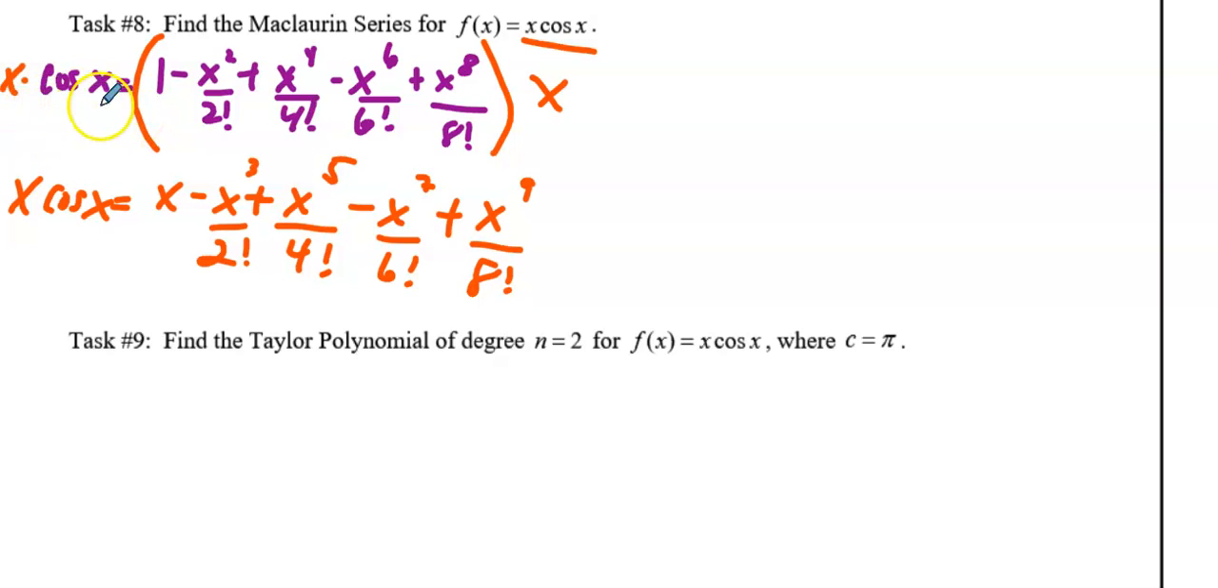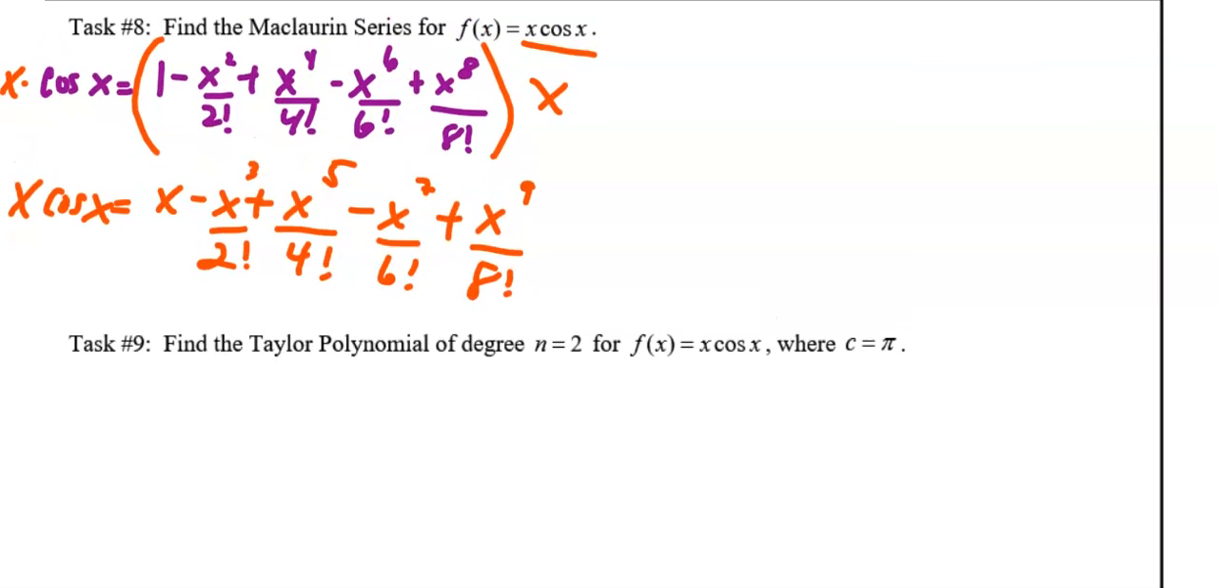If this had been cosine of x over x, we would divide everything by x. So it would be 1 over x, x, x cubed, x to the 5th, x to the 7th. And that's all you have to do for this particular question.